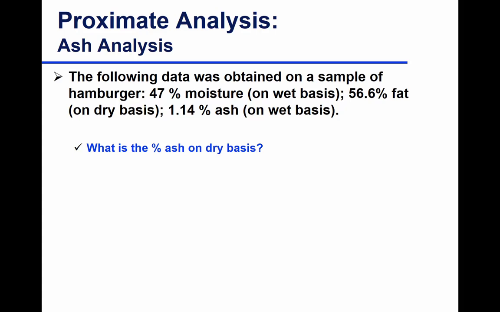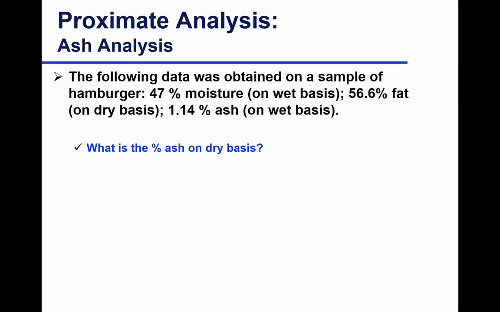Yes, Nick. Maybe take the wet basis over 100 minus wet basis, times 100, to get the dry basis. 100 minus what? Like 1.14 over 100 minus 1.14? No, what you want is the weight of dry matter. Because ash is a dry matter, you want the percentage of ash in your dry matter. So what is your dry matter? Your dry matter is the whole minus what? Moisture. The whole, which is 100, minus the moisture gives you your dry matter. So the 1.14 over your dry matter, which is 53 in this case, times 100 is your dry basis.